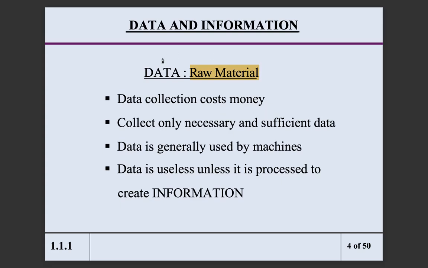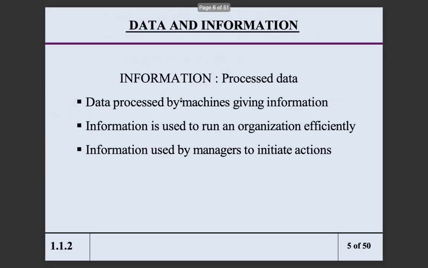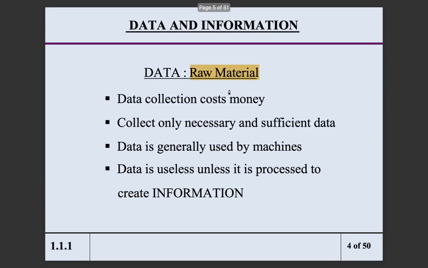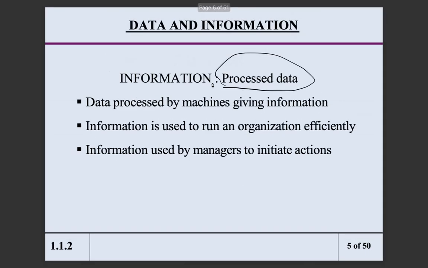So data means raw materials. Now, what do we mean by information? Information is actually processed data. Data means unprocessed data, and for information, we can say it is processed data.